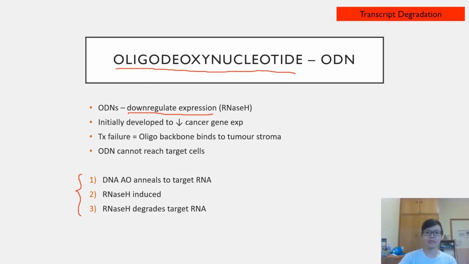They were first developed to downregulate gene expression, but this failed because the oligo backbone binds to tumor stroma, which means the ODN cannot reach your target cells. Now, how it works is that the AO anneals to the target RNA, and this induces your RNase H, and your RNase H is what degrades your target RNA, and this helps to downregulate your gene expression.